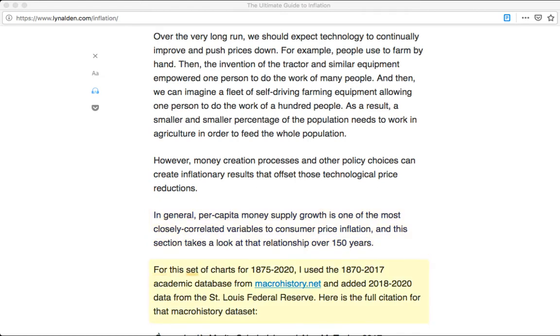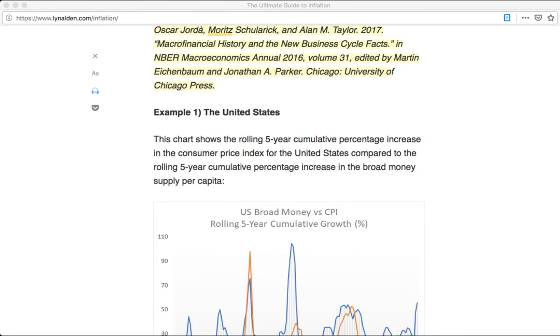For this set of charts for 1875-2020, I used the 1870-2017 academic database from macrohistory.net and added 2018-2020 data from the St. Louis Federal Reserve. Here is the full citation for that macrohistory dataset. Oscar Jordà, Moritz Schularick, and Alan M. Taylor. 2017. Macro Financial History and the New Business Cycle Facts. In NBER Macroeconomics Annual 2016, Volume 31, edited by Martin Eichenbaum and Jonathan A. Parker. Chicago, University of Chicago Press.